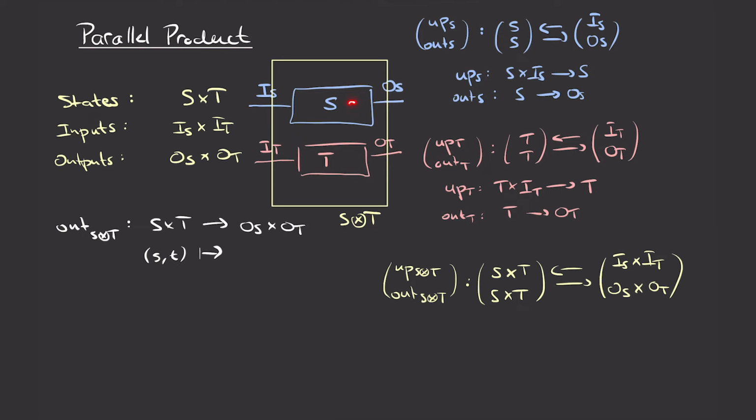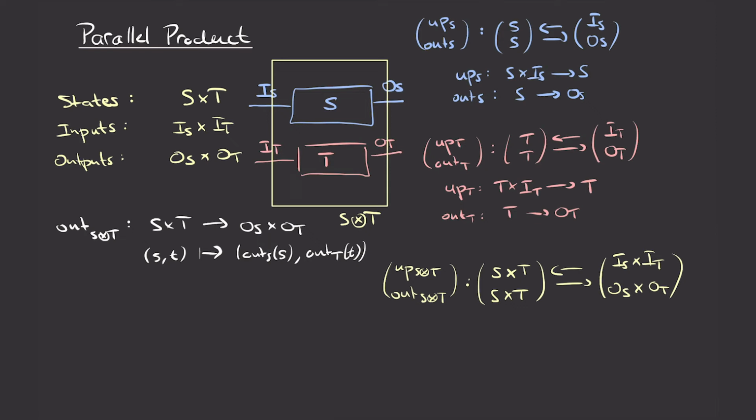If we have a state small s in S and a state small t in T, how are we going to get an output? Well, the only thing we can really do is map this s to an output using our output function for the system S, and simultaneously map t to an output using the output function for the system T. Therefore, the definition we have to give for this function is as follows. A pair small s, small t has to be mapped to out s of s, comma, out t of t.